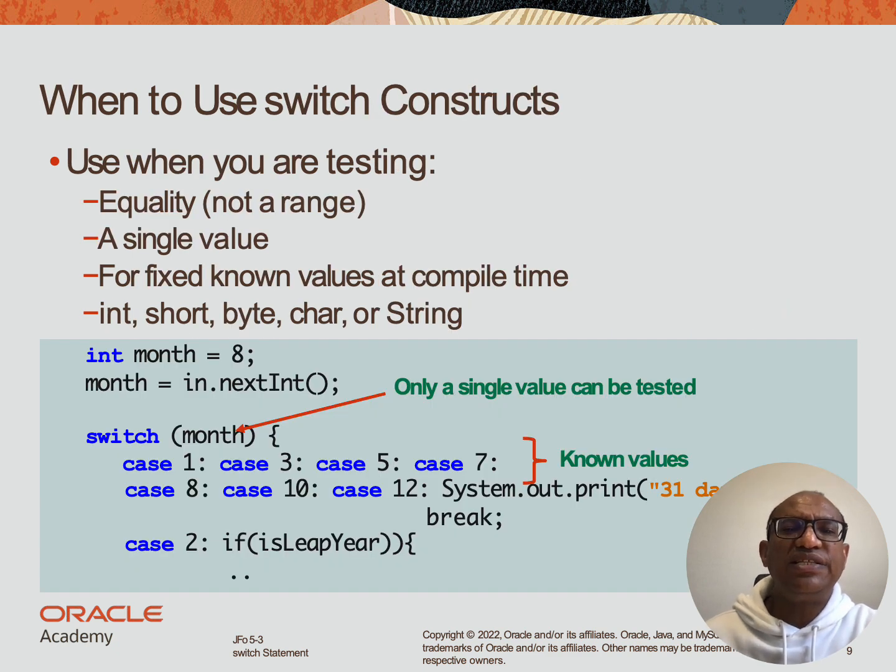Use switch when you are testing a single value for equality, like a specific number or string, not a range. It's ideal for well-known fixed values, but if you can't find values for individual test cases, use an if-else construct.